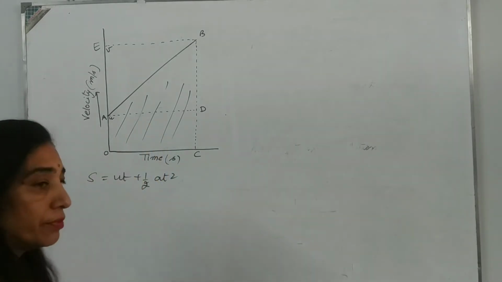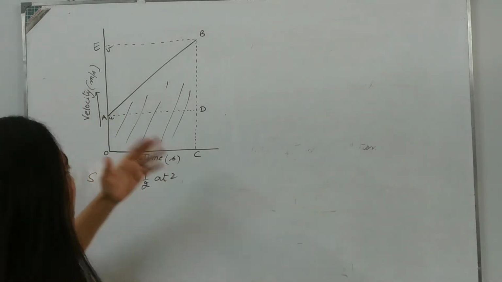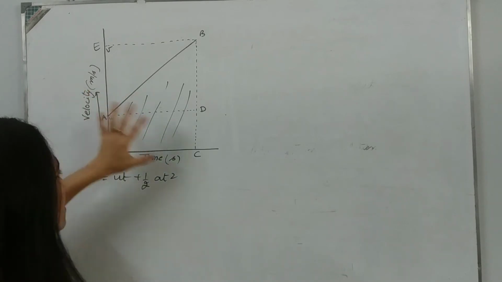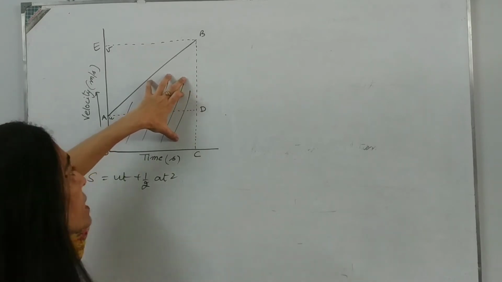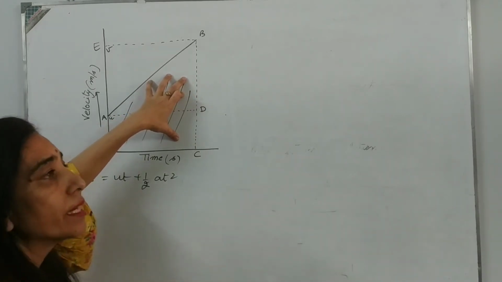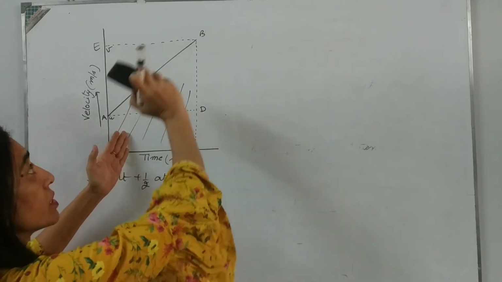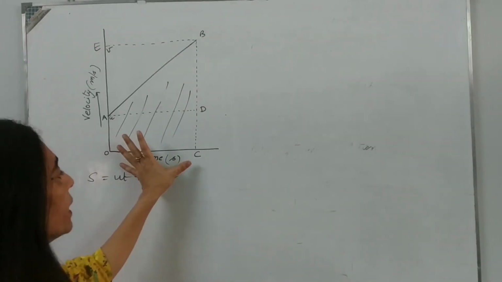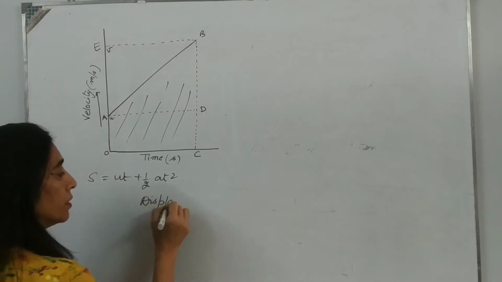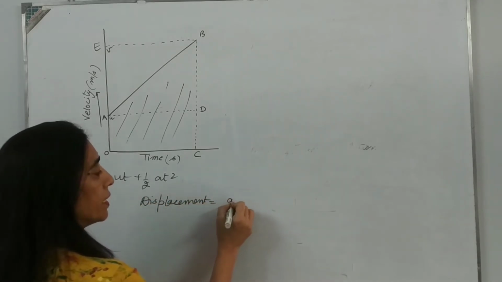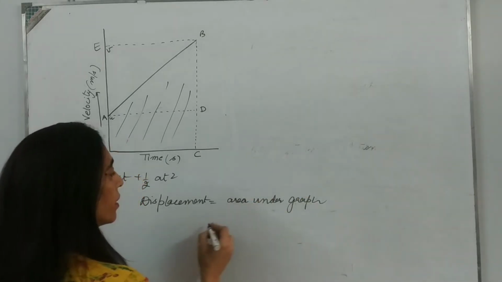So in this graph, we know, as we have done in the previous part of the chapter, that in the case of a velocity-time graph, the area under the graph gives us an idea about the displacement covered by that object when it changed its velocity from u, that is the initial velocity, to v, that is the final velocity, in that particular time t. So displacement is equal to area under the graph.